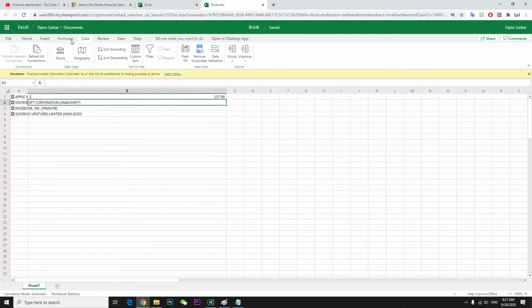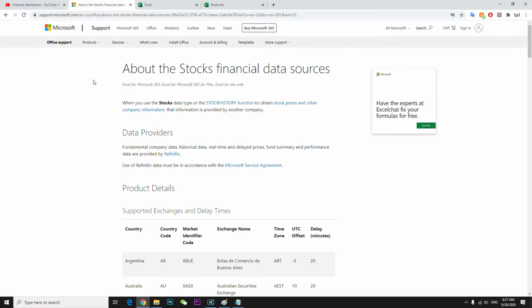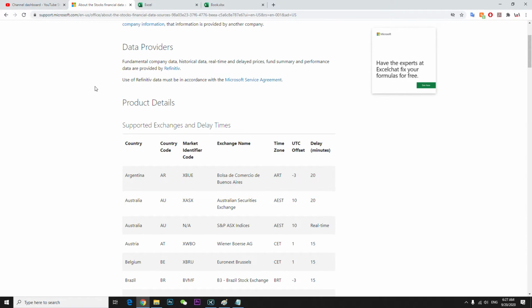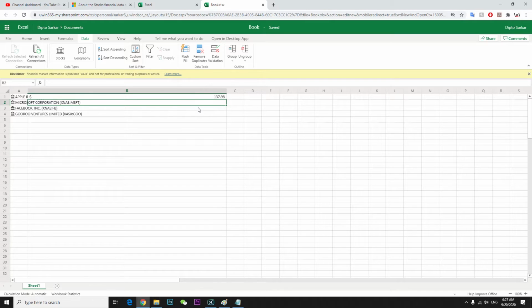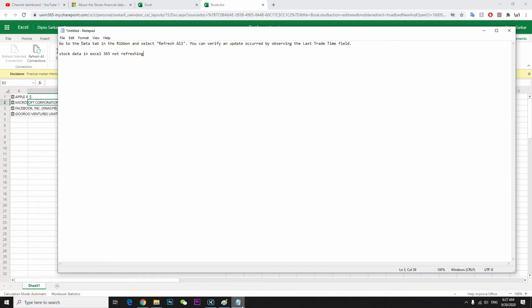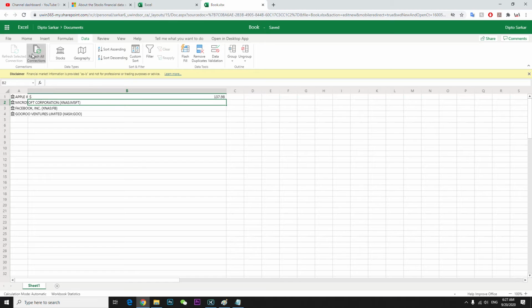So I guess I found something here about the stocks and financial data source. They're having some kind of issue updating the latest stocks. That's why they're having this problem. It's not updating where you are located right now, and Apple is like 24 hours different from there. That's maybe why it's happening, but it's just new.